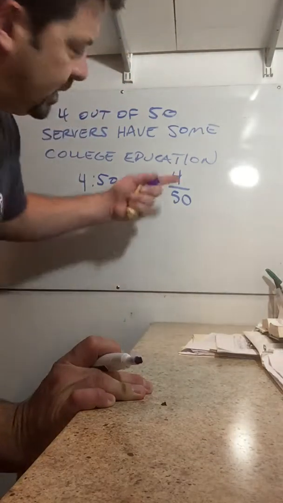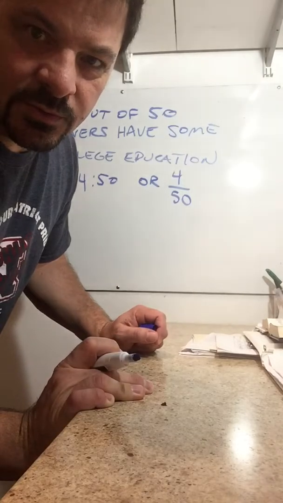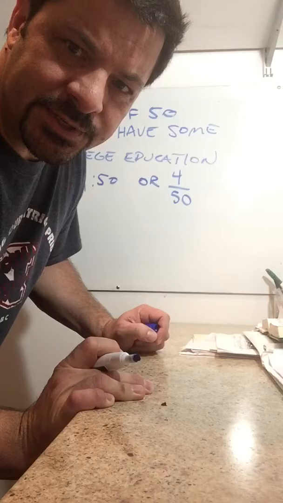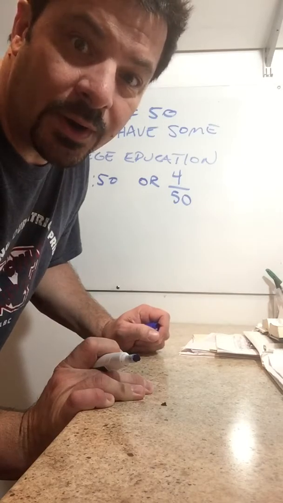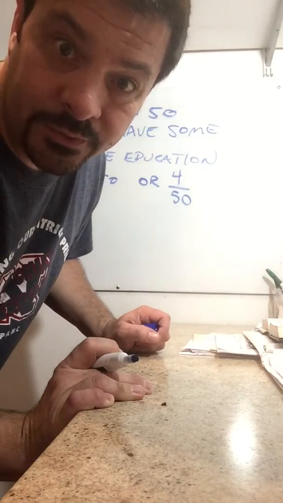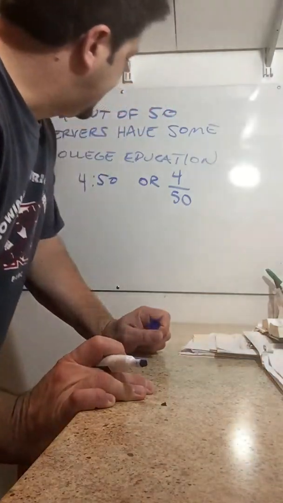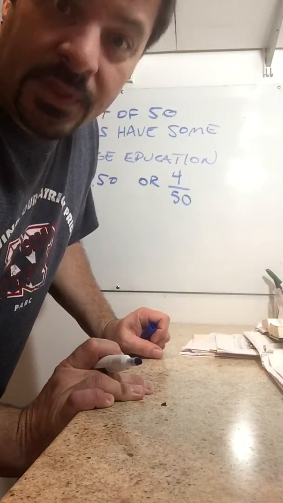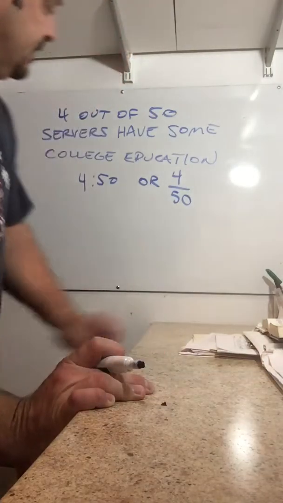Well, this is one sample group. So we went out and talked to 50 servers, and 4 of them said, "Yeah, I've got some sort of education, and I'm on my way somewhere." And some of them have been doing it for 20 years and on their way nowhere. Okay, so we want to turn that into a decimal, and then turn that into a percentage.